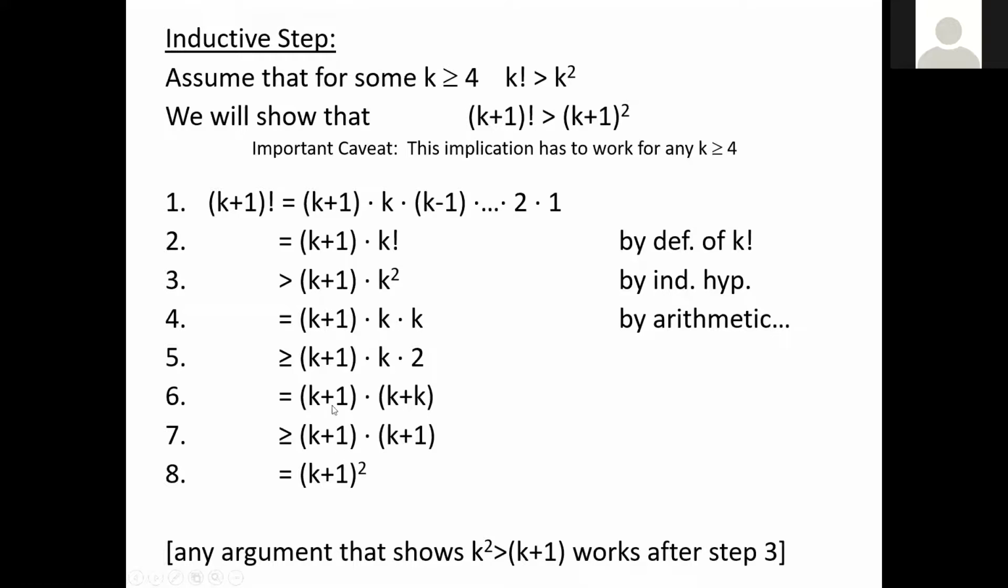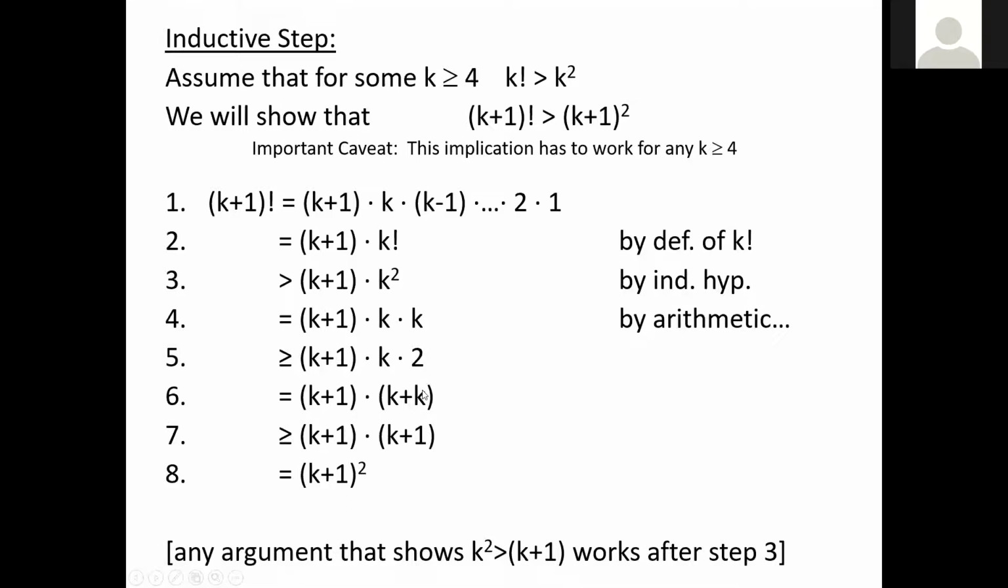All right. So this step was used to upper bound k squared by 2k. And here I just rewrote 2k as k plus k. And because all I need is to upper bound this by k plus 1 times k plus 1, which is this, all I need is that k is greater or equal to 1.